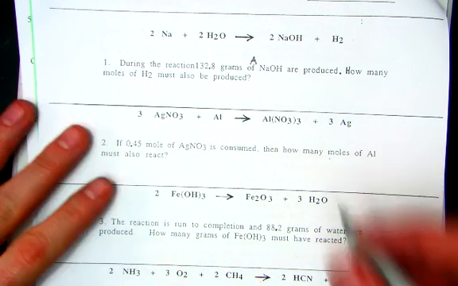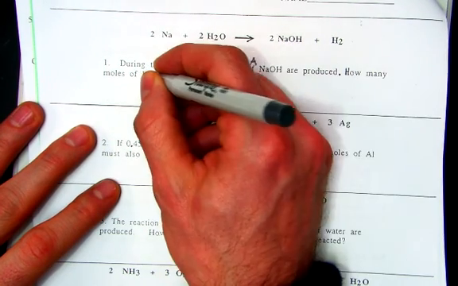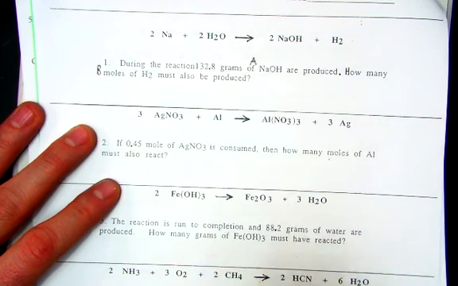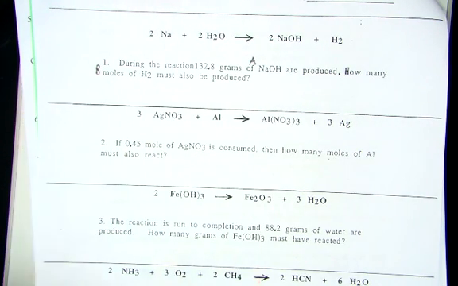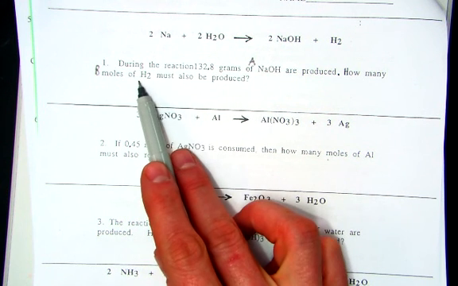All right, and then what I'm trying to find is how many moles of H2. So that is my substance B, the one I'm trying to get to. So I'm going from grams of what's known to moles of what's unknown.